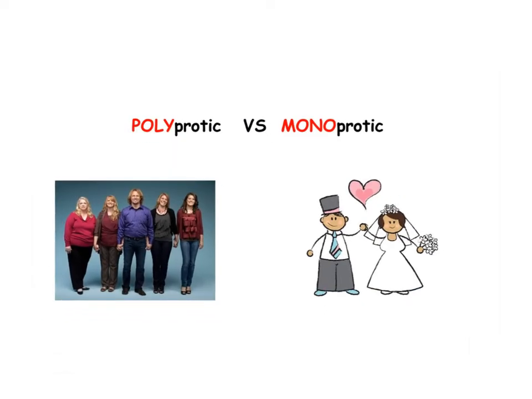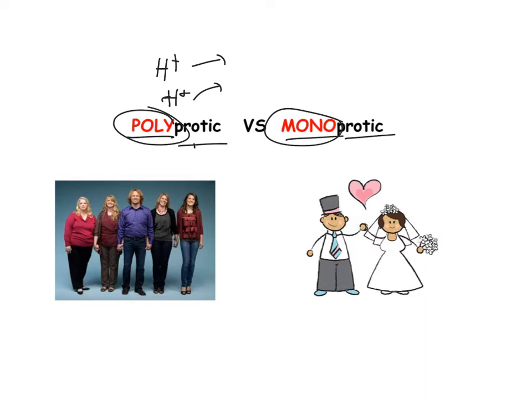The other thing that we did talk about is the difference between poly and monoprotic. Poly means more than one proton. Mono means one proton. When we talk about protons, we're talking about H+. So a polyprotic acid is something that's able to give up more than one H+, whereas a monoprotic acid only has one to give up.